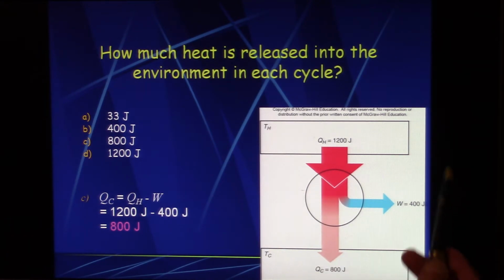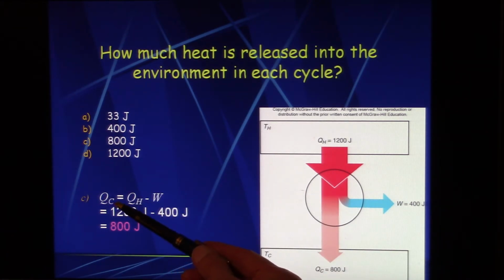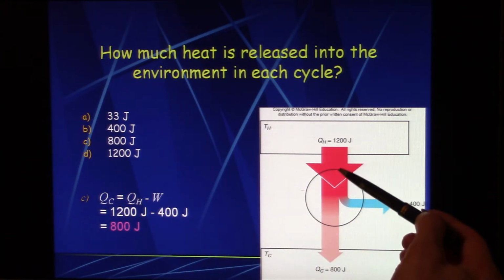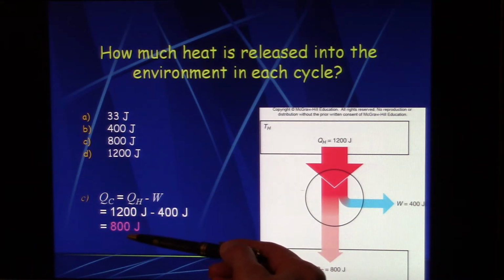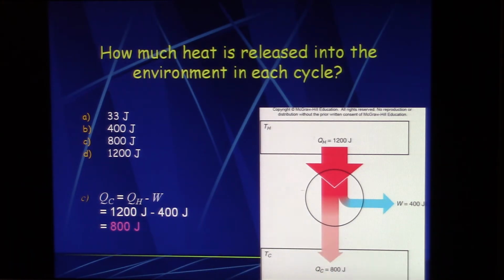And then here, it's just this. So here you have QC, we have the total heat input. Well, you use 400 to do work, so there's 800 joules left as waste heat.